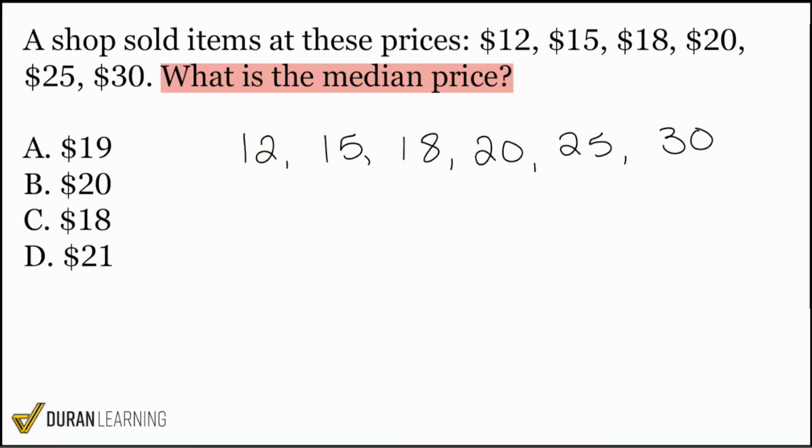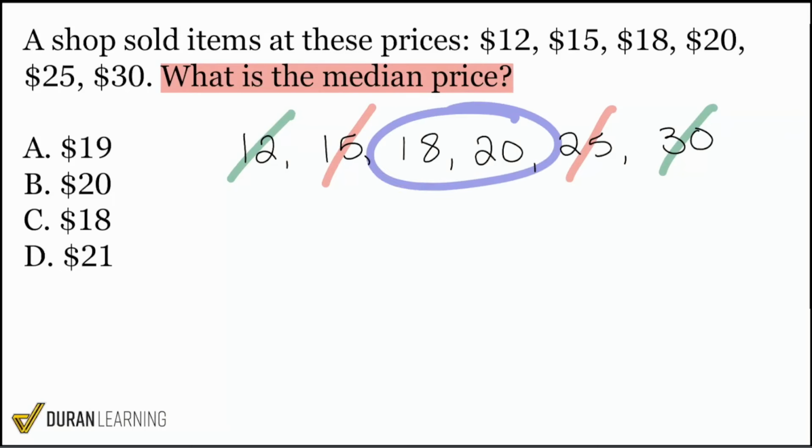The count there that I got was 6. 1, 2, 3, 4, 5, and 6. So that means that we're going to have 2 numbers in the middle. Don't believe me? Just cross out from the ends, and you'll see that in the middle, we have 2 numbers left. When that's the case, what we do is we take the average or the mean of those 2 numbers in the middle.